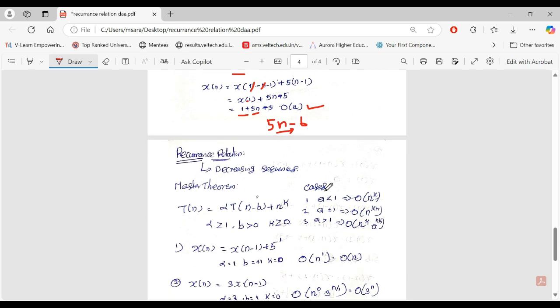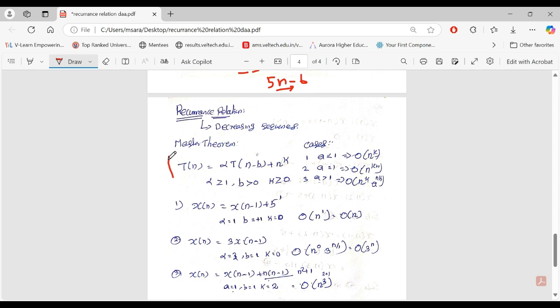The same recurrence relation we have to calculate by the master theorem also. The master theorem is the method we have to use to solve it. Here, in the master theorem, T of n equals alpha times T of n minus b plus n to the power k. Here alpha value is greater than or equal to 1, beta value is greater than or equal to 0, k greater than or equal to 0. For these, three cases are available: alpha value equal to 1, less than 1, greater than 1. Suppose alpha value is less than 1, then big O of n to the power k. Alpha value equal to 1 means big O of n to the power k plus 1. Alpha greater than 1 means big O of alpha power n by b times n to the power k.